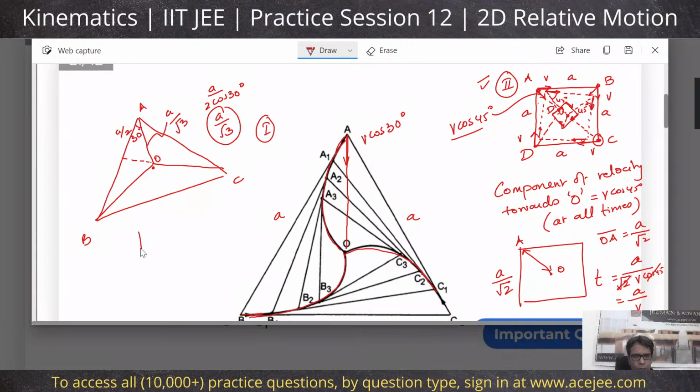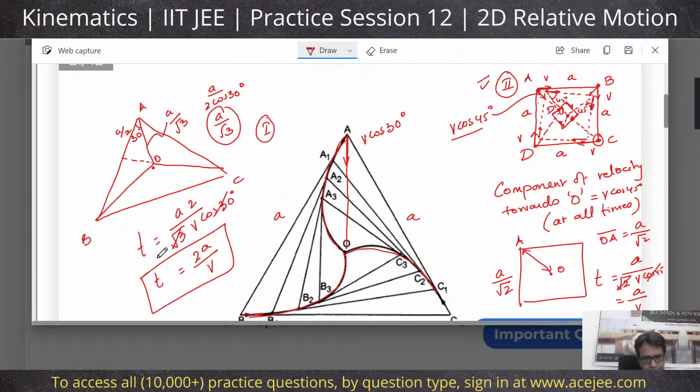So time taken would be a by root 3 cos of 30. I think I got it right. ठीक है बेटा? So 2a by v. Check कर लें, is this right? I hope I've not made any mistake in the math. Just check it, beta. Just check it once.